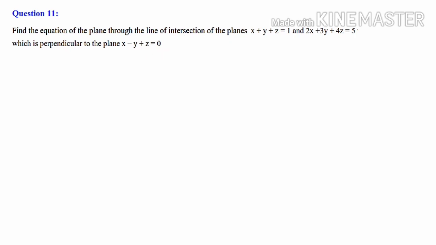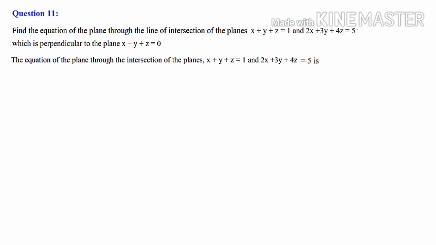So we have learned already how to write the equation of a plane passing through the line of intersection of two other planes. That is, p1 plus lambda into p2 is equal to 0. That is x plus y plus z minus 1, the right side one we have to bring to the left side, x plus y plus z minus 1 plus lambda into 2x plus 3y plus 4z, then this 5 brought to the left side, that is minus 5, equal to 0.